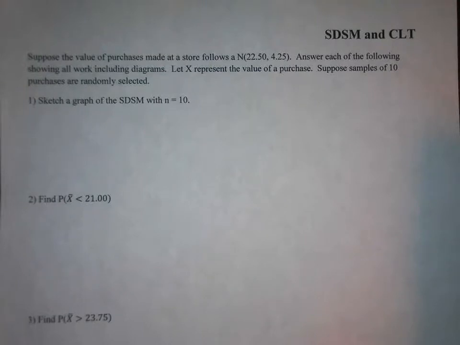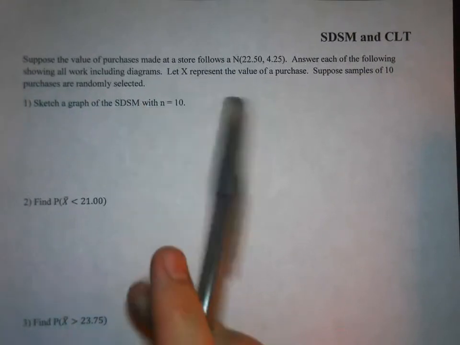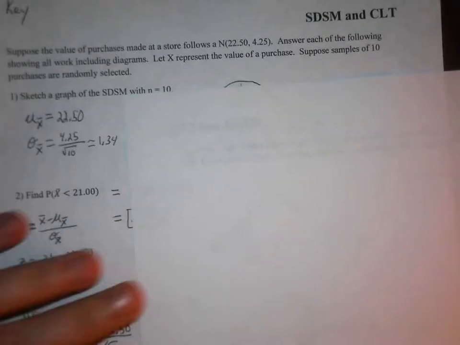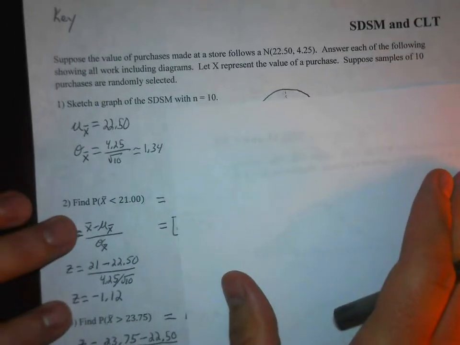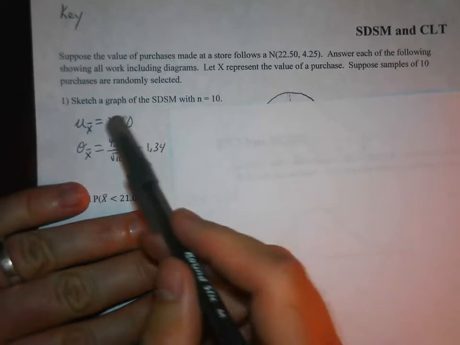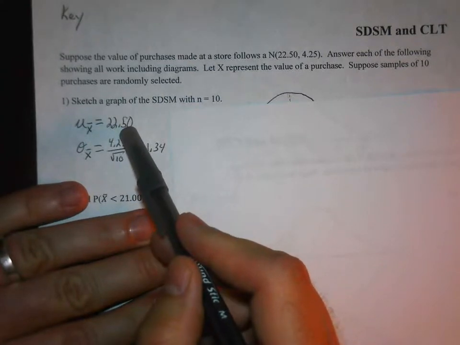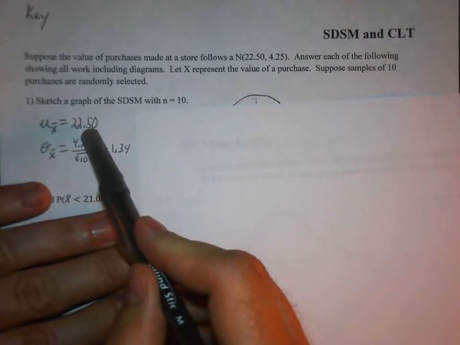Suppose samples of 10 purchases are randomly selected. Sketch a graph of the SDSM with N equals 10. Remember, this is where you need to look at when you choose samples of size N. Now you're looking at an SDSM, the sampling distribution of sample means, and the mean of the sample means equals the mean of the original. So this one is 22.5.